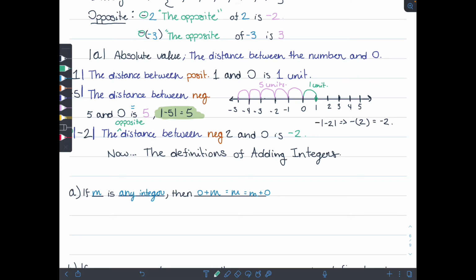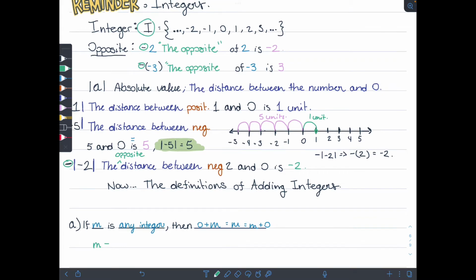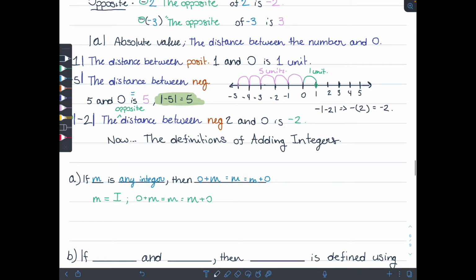Now let's deconstruct this. If m, our letter m, is any integer, how do we describe integers as a set? The set of I. So m is equal to big I. Then 0 plus m should equal m, and this m right here should also equal m plus 0.